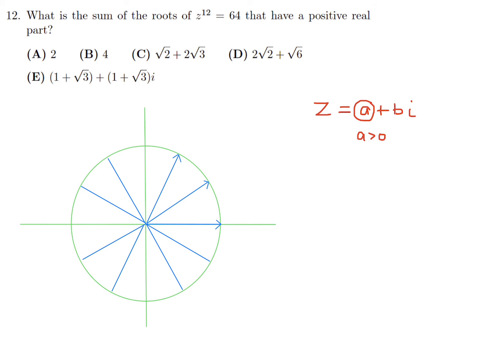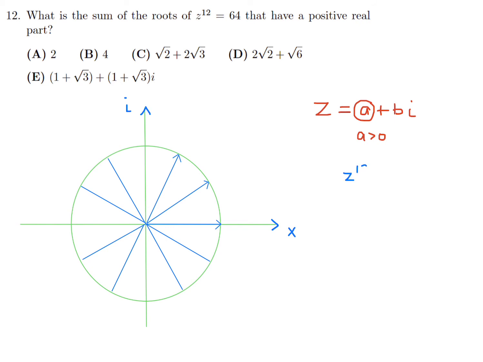Now the good news is that we don't have to actually figure out all of them. We just have to figure out the ones that have a real part that is positive. So that's the x-axis, the real axis, and this is the imaginary axis. So we only have to be concerned with these guys here. Those are the only ones that have a positive real part. Okay, well, let's figure them out.